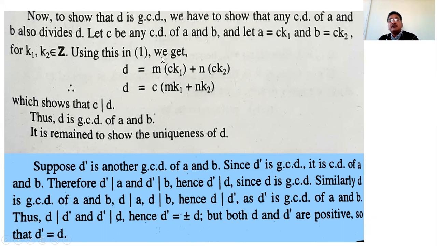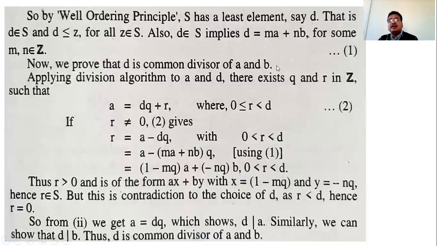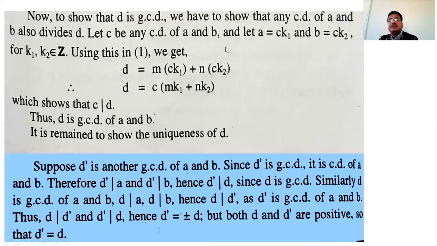And use this in equation 1. Use these values of A and B in D is equal to MA plus NB. Substitute A and substitute B. What do we have? D is equal to MCK1 plus NCK2. And take this C as common. Then we have M K1 plus N K2. And this M K1 plus N K2 is an integer, because all M, N and K1, K2 are integers, and multiplication and addition of integers is an integer.